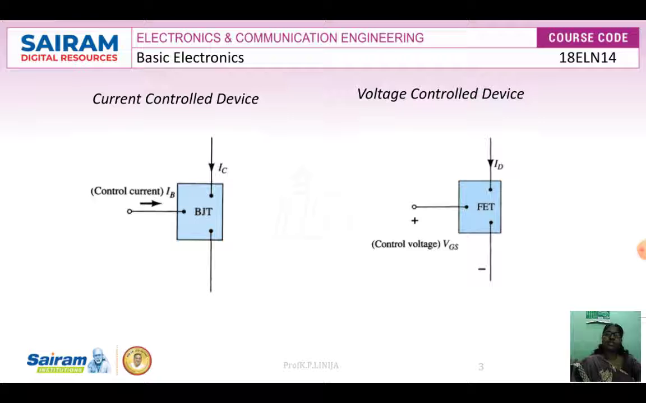But the FET, field effect transistor, has three terminals: drain, source and gate. This device is called a voltage controlled device because its output characteristics are determined by the field, which depends on the applied voltage, that is the gate voltage. This gate voltage controls the entire operation of the device. So the bipolar junction transistor is a current controlled device and the field effect transistor is a voltage controlled device.